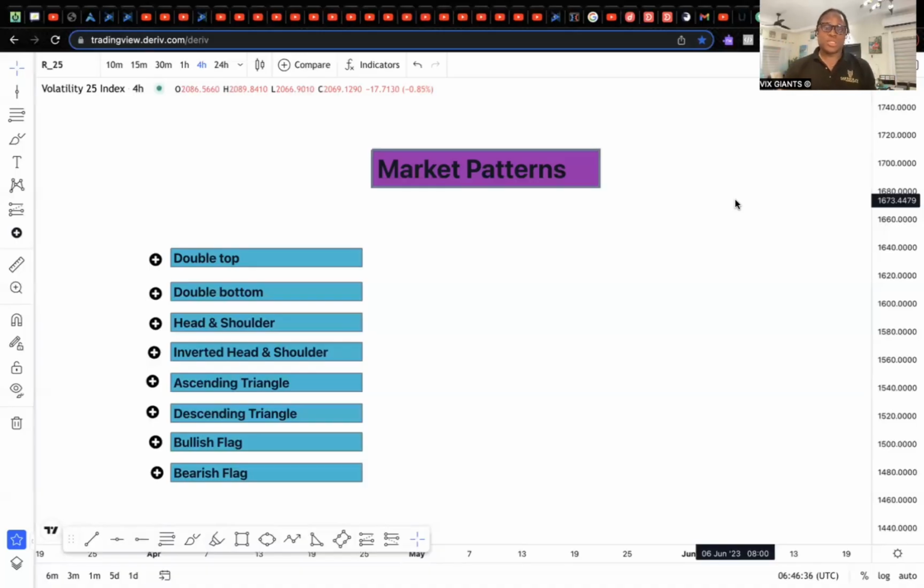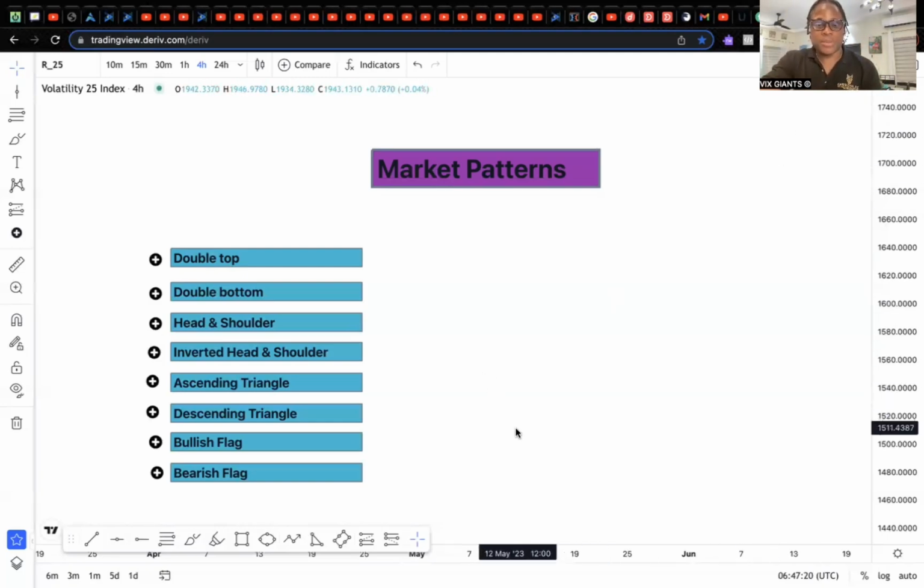So here are a few patterns on my screen that I tend to pay close attention to. There are way more market patterns out there than what I have right here, but I don't use all of them. Mostly when I see these patterns, I will pay closer attention to the market in anticipation of the next move. So I'm going to just go through these patterns with you guys, give you examples, and show you how I implement them in my trading, right? So the first one is the double top.